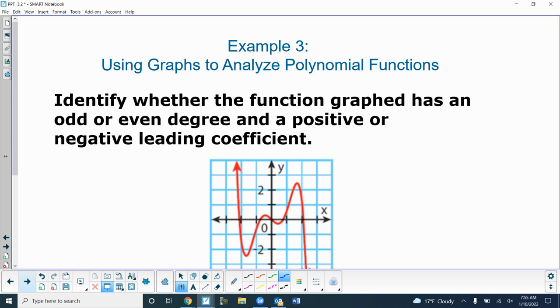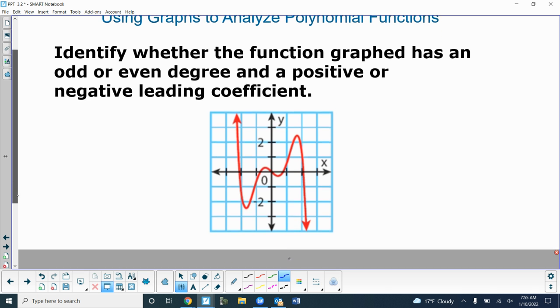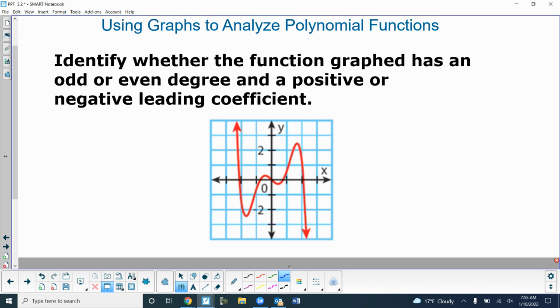All right. Now, look at the picture. Odd or even degree? Opposite directions. Odd or even degree? Odd. Opposite directions, odd degree, right? And positive or negative leading coefficient. Far right's going down, so that's negative.